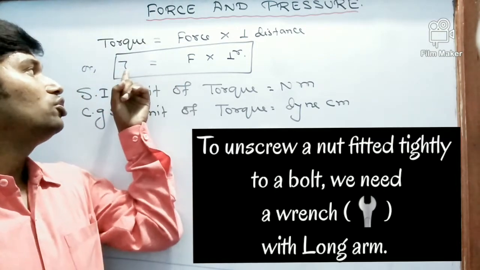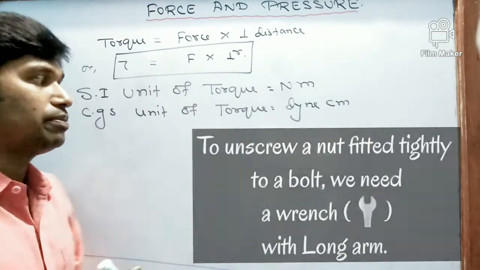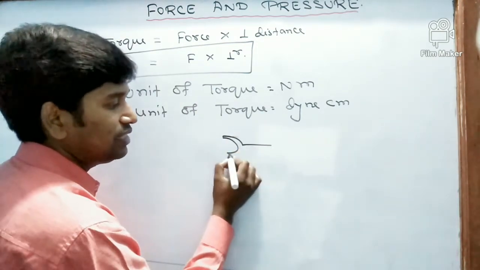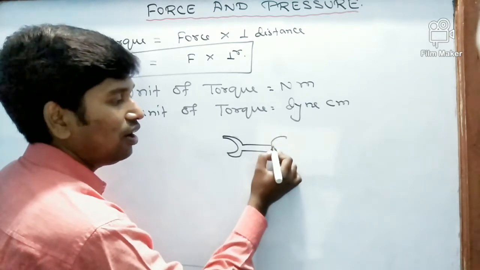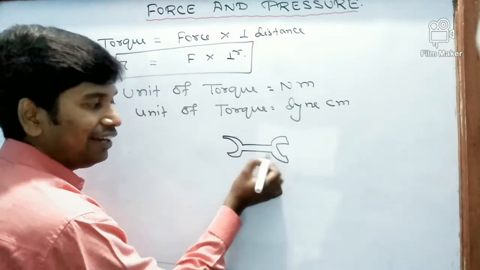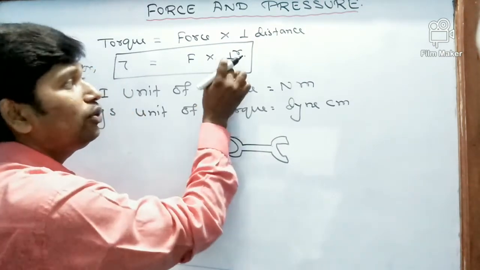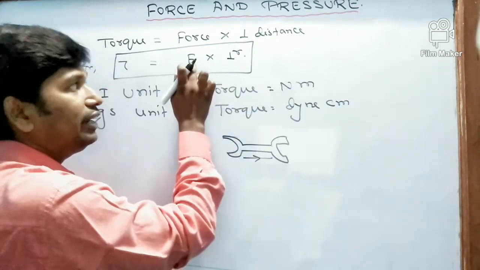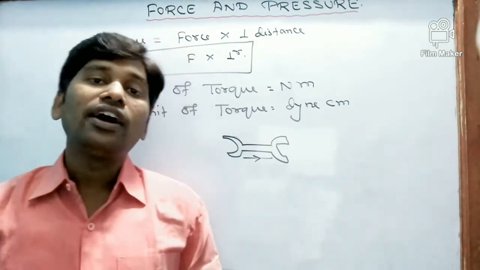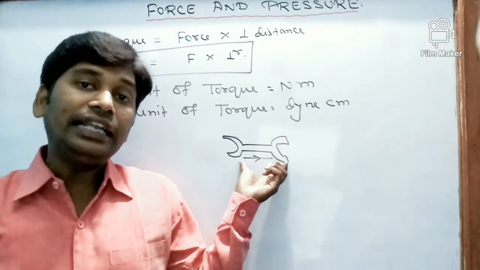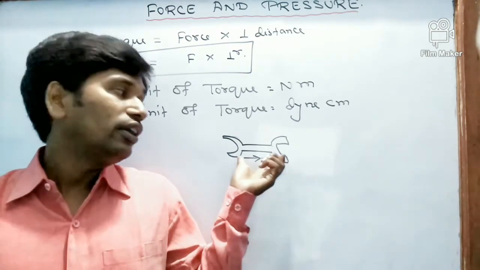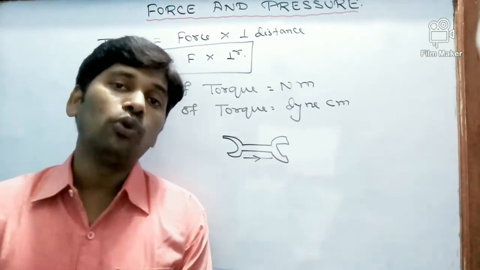As we know that torque is equal to force into perpendicular distance. So if the wrench has a longer handle, the perpendicular distance will be longer, and even if the force is smaller, the torque will be larger. That's why a longer handle wrench is helpful to unscrew a nut fitted tightly with a bolt.